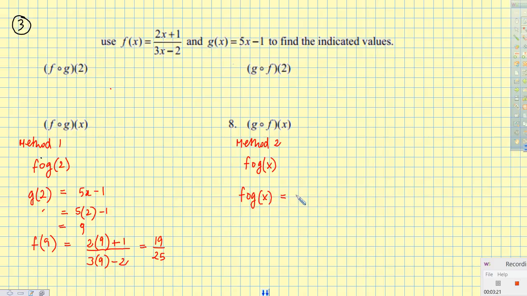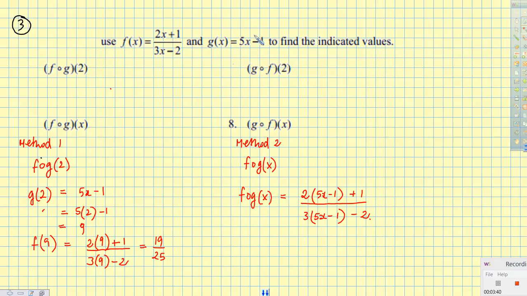then I will have 2 times 5x minus 1 plus 1 all over 3 times 5x minus 1 minus 2. So what I have done is I have inserted the g of x function inside the f of x. Wherever there was an x in the f of x function, I replaced it with the g of x function, which is 5x minus 1.